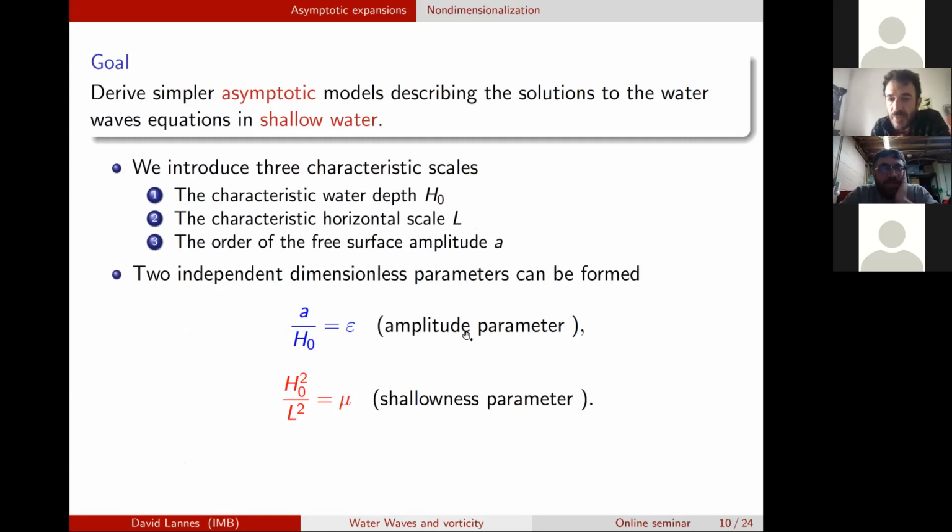And from a mathematical point of view, it will describe the nonlinear effects in the equations. And you have this parameter mu, which is the ratio of the depth over the horizontal scale squared. This is called shallow water. You are in shallow water if the depth of the water is much smaller than the horizontal scale. Okay. And so the regime that we are going to consider is a regime where mu is small. Okay, and we are going to do our asymptotics with respect to this small parameter mu.